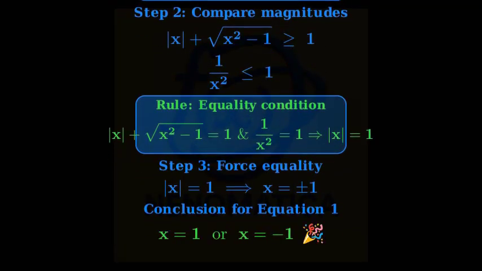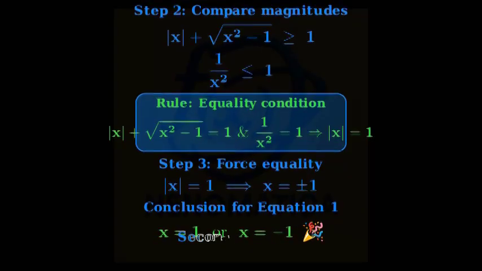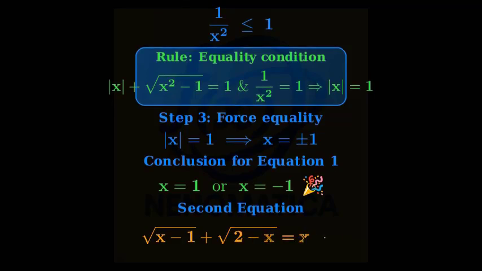Step 1 for this equation. Determine the domain from both radicands. We require x minus 1 at least 0 and 2 minus x at least 0. That confines x to the closed interval from 1 to 2.